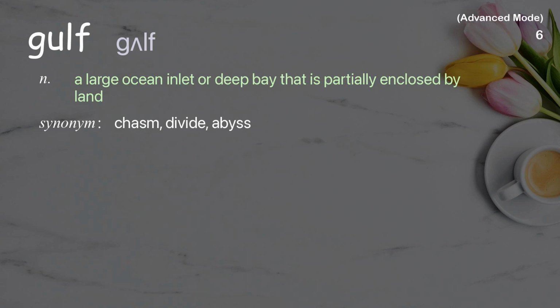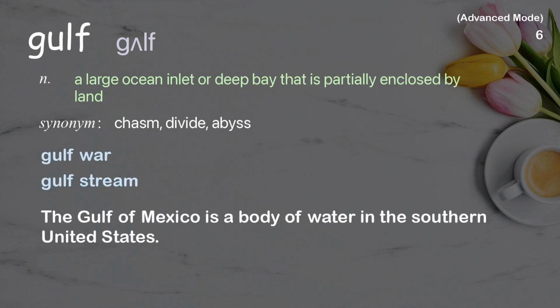Gulf. A large ocean inlet or deep bay that is partially enclosed by land. Examples: Gulf War. Gulf Stream. The Gulf of Mexico is a body of water in the southern United States.